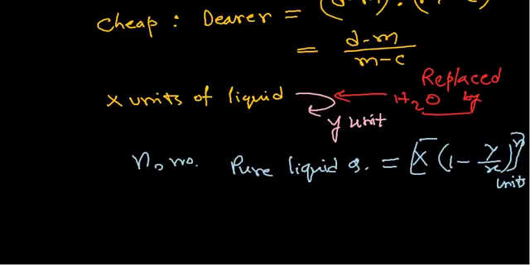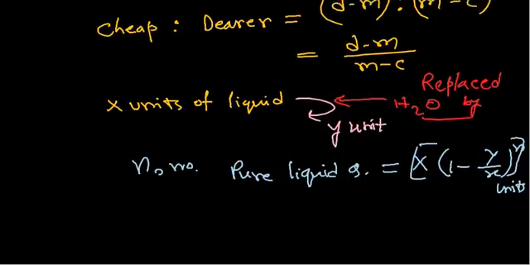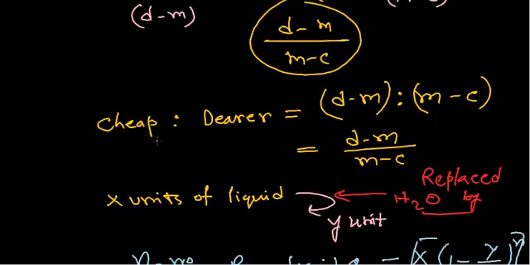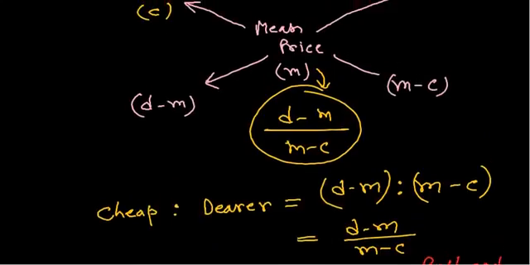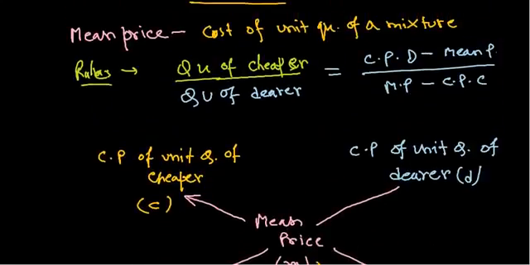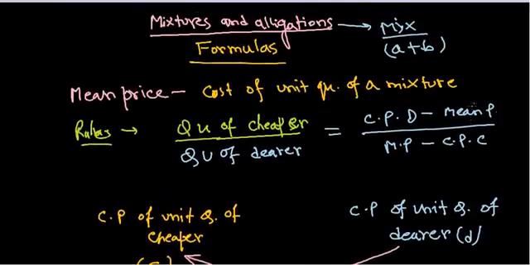It may sound complicated, but we won't use this formula much during the problems. During the problems, we are going to see the basic idea: the cheaper quantity to the dearer quantity equals d minus m by m minus c. This is the major formula. Once you know this, it will be easy for you guys.